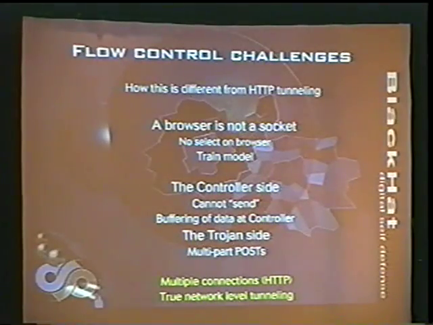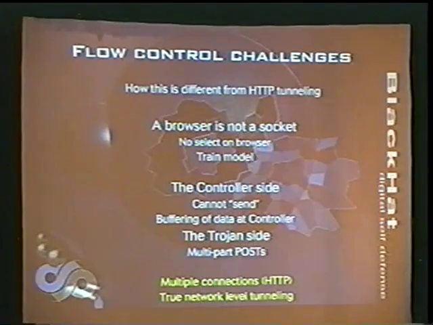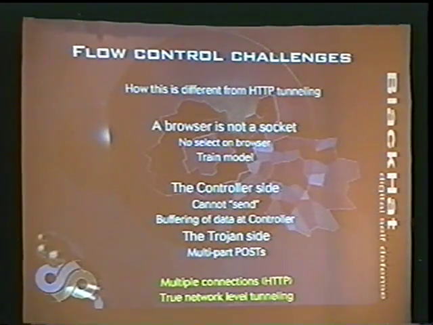Next slide. This is not easy, doing this. There are difficulties with this. Why? Because this is not really HTTP tunneling. Like a browser is not a socket. You can't do a select on a browser. That doesn't work like that. You can't natively do a select. You can't do the flow control on a browser.